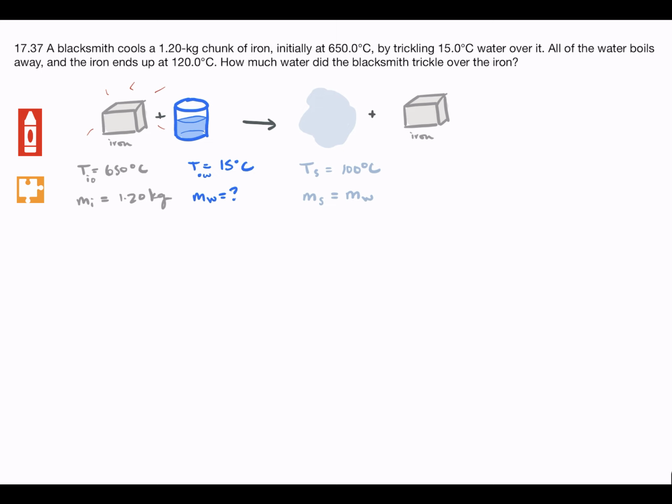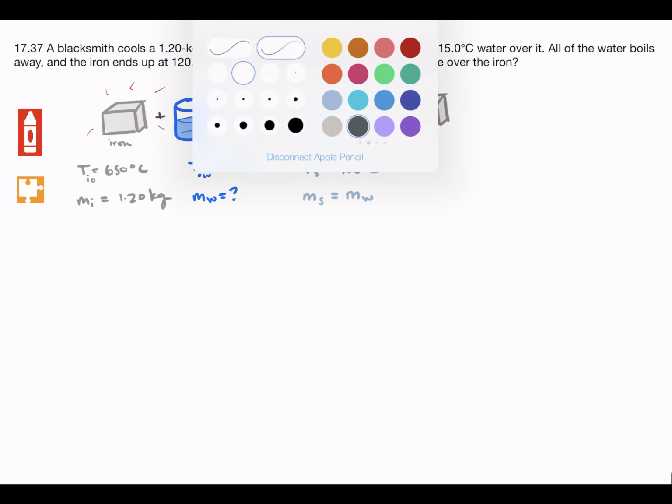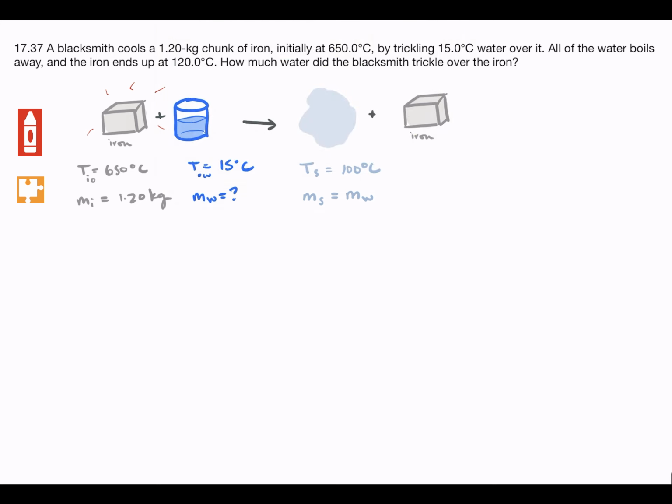So now our iron has a temperature iron final of 120 degrees Celsius, has the same mass, and that gives us a change in temperature for iron and a change in temperature and phase for water. Because remember, when we're talking about calorimetry, we want to sum up all our Q's and they equal 0.